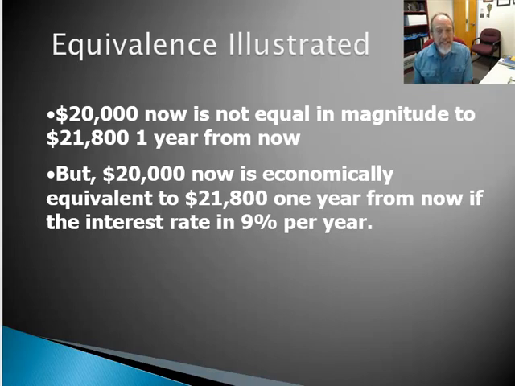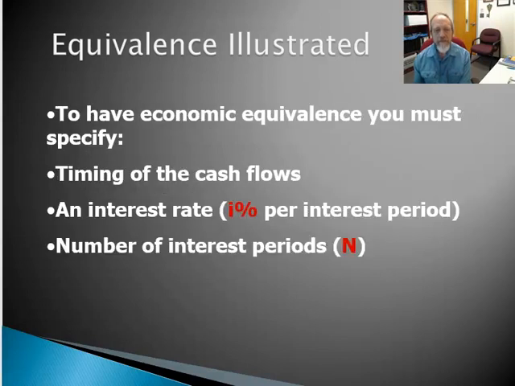Magnitude is not the same, but they're the same thing because they're not at the same point in time with that specific interest rate. So it's the timing, the interest rate, and the number of interest periods. That's how equivalences work. Got it? Timing, interest rate, number of interest periods.